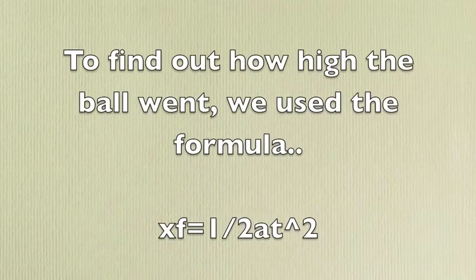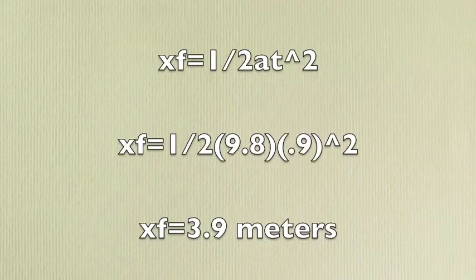To find out how high the ball went, we use the formula xf equals 1/2 at squared. The first step we did in order to solve this problem is that we plugged in 9.8 for a, because that is the acceleration due to gravity on Earth. And then we plugged in 0.9 seconds, which was half the total time it was in the air, and then we squared it. So then our final answer came out to 3.9 meters high.